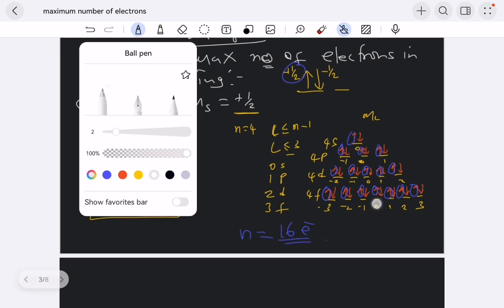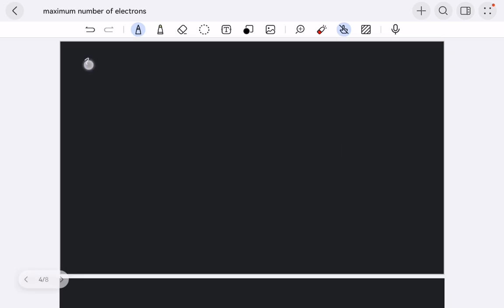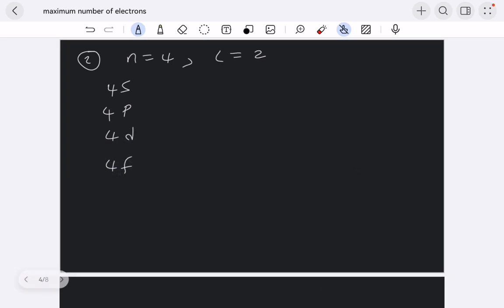We can look at another example. Example 2. What if we're given principal quantum number 4, then L is 2, and we are asked to find the maximum number of electrons. The same principle applies: we have the 4s, the 4p, the 4d, and the 4f. But in this case, we are focusing on when L is equal to 2.